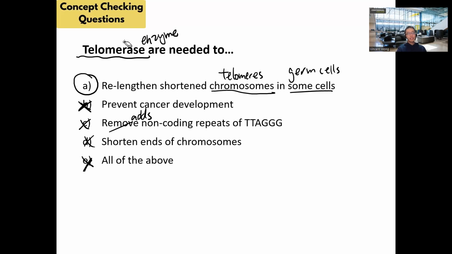Okay, so telomerase is the enzyme that re-lengthens the telomeres in germ cells so that the next generation will not begin with shortened telomeres. Okay, we don't want to end up like Dolly, right? Okay, born and then age very rapidly cellularly. Okay, we want to reset the telomeres when we have kids. All right, hope that makes sense.